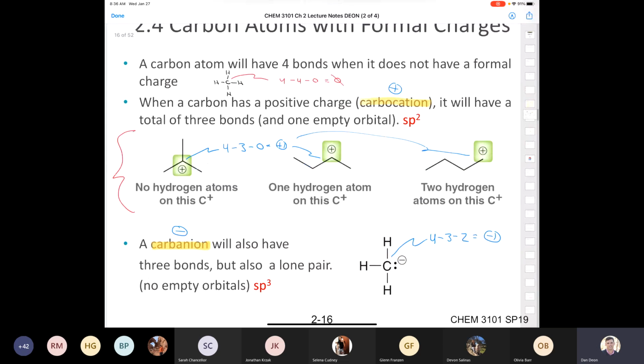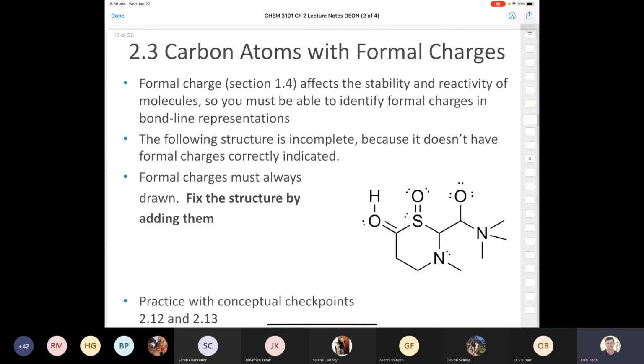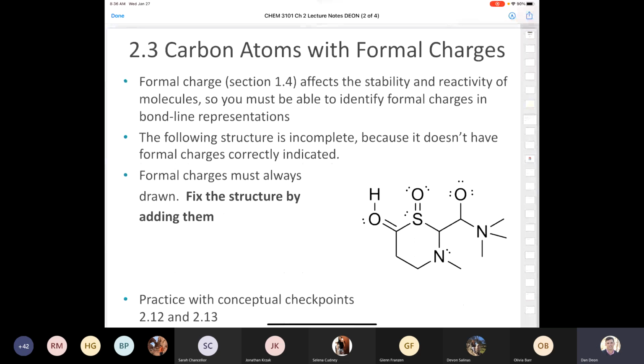Well, let's talk a little bit more about formal charges. It says here that formal charge, and again, we covered this in section 1.4, so this is old material already. We're already doing a review in organic chemistry. The reason formal charge is so important is because it not only affects stability, but it affects the reactivity of molecules, right? And if you've spoken to any friends, or if you've looked ahead in this class, you notice that organic chemistry focuses a lot on reactions. And so in order for you to understand the reactivity of molecules, you've got to be able to identify formal charges very quickly, okay?